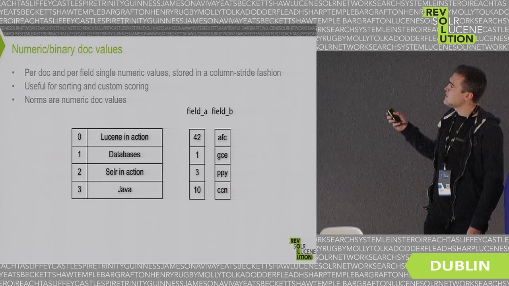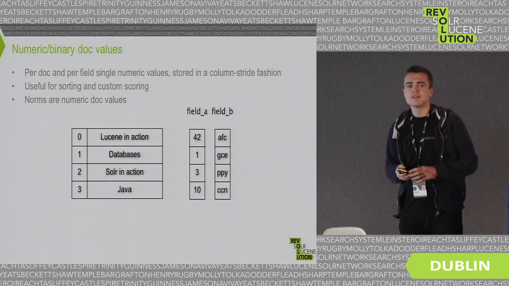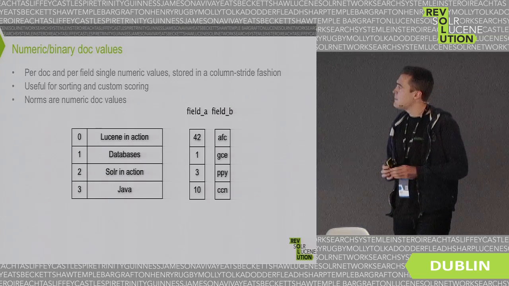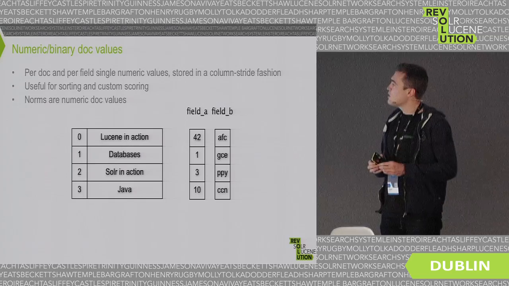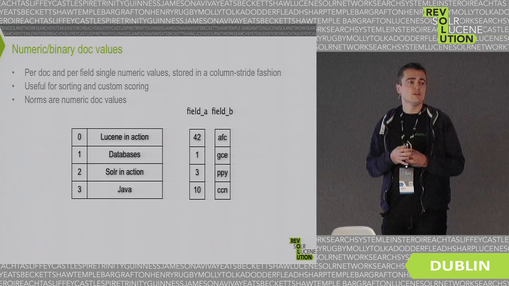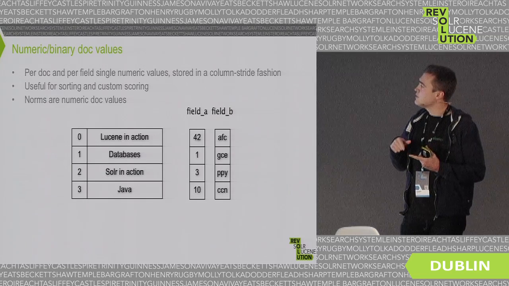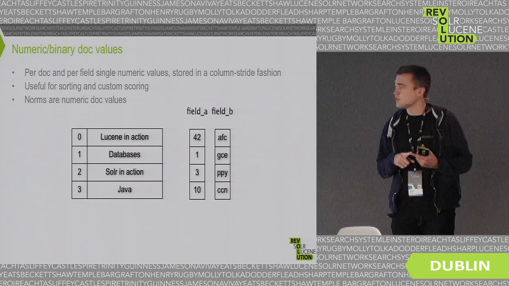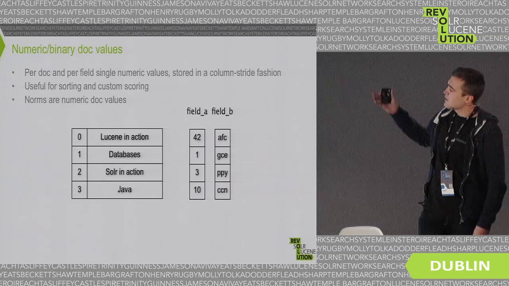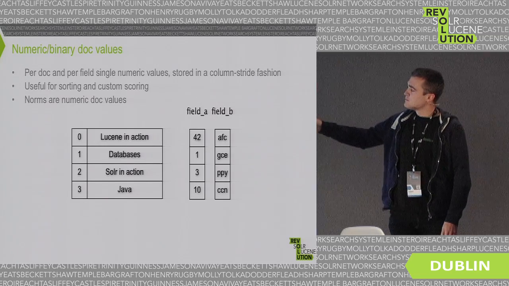So now we have doc values. Let's start with the simple ones, which are numeric and binary doc values. They are very simple. They only store, in the case of numeric doc values, a number per document, and in the case of binary doc values, a byte array per document. They are stored in parallel to the stored fields.